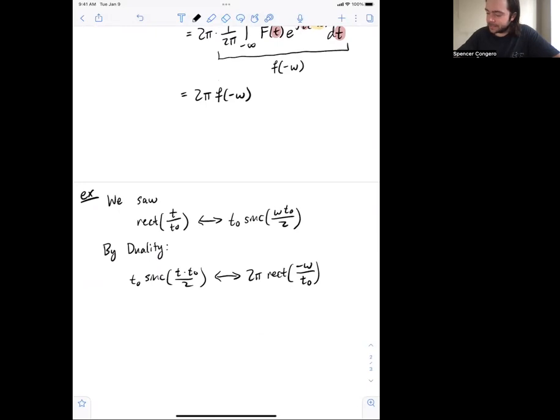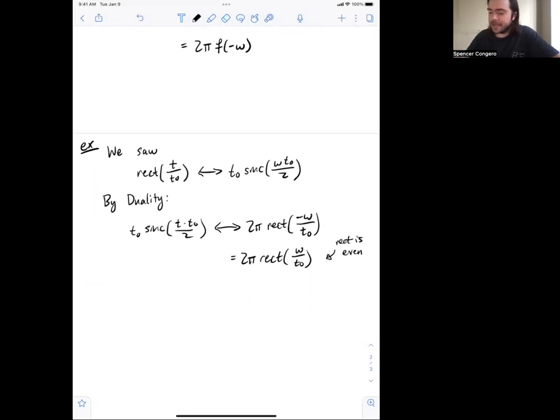Okay. Let me just clean this up a little bit. This is 2 pi rect. Well, rect we know is an even function, so I can just get rid of that negative over t naught, right? The rect function, it doesn't matter if I look at it of omega or negative omega, it's symmetric about the vertical axis. So I can clean that up a little bit. I'll just write maybe this is because rect is even.